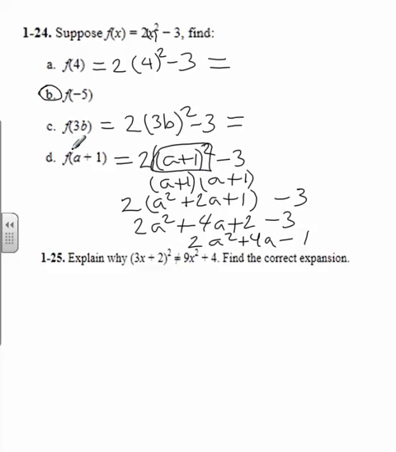So thinking about D, explain in number 25 why these are not equal. These are definitely not equal. You can't just square this and square this. So it has something to do with this step that we did right here. This means multiply each of these by each other. So then find the correct expansion. This means you have to do this correctly. Okay, so I'm going to leave that one to do on your own, please.